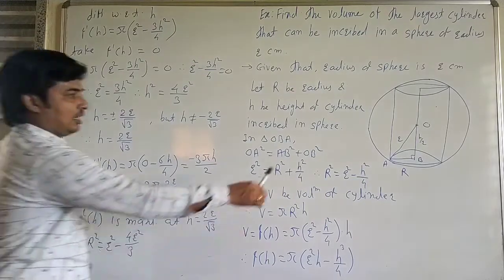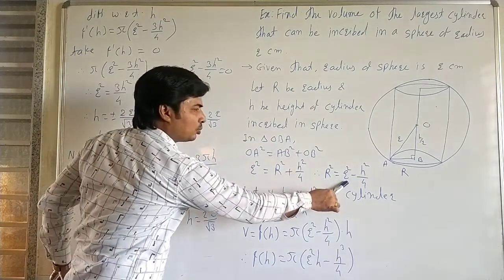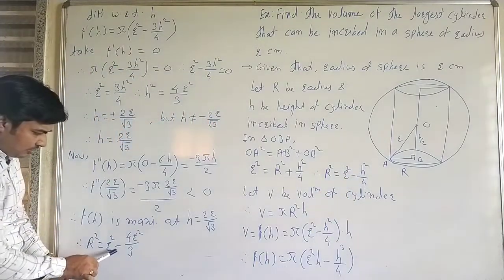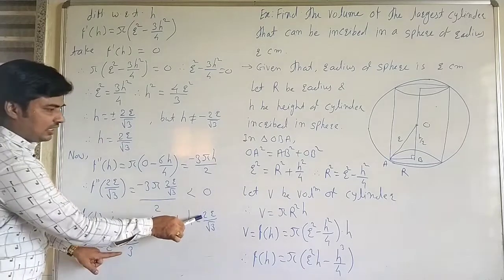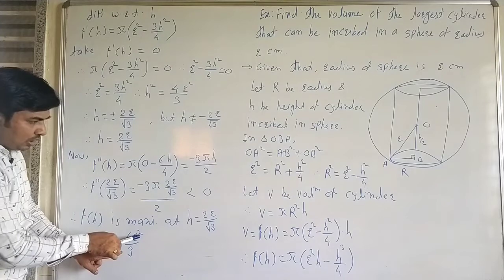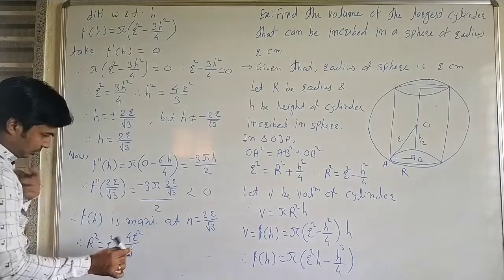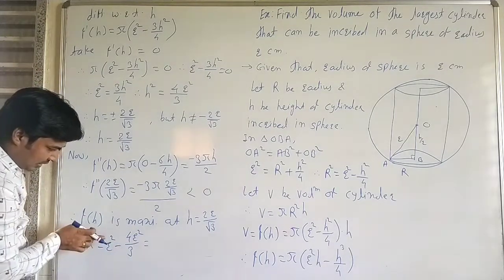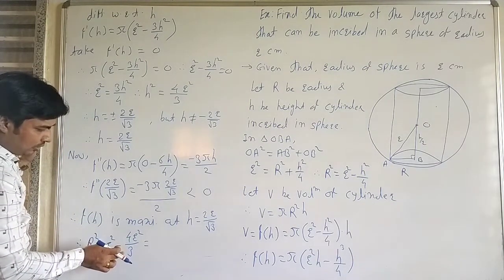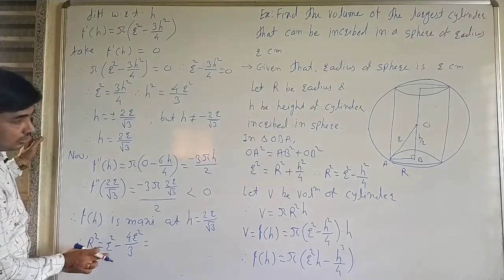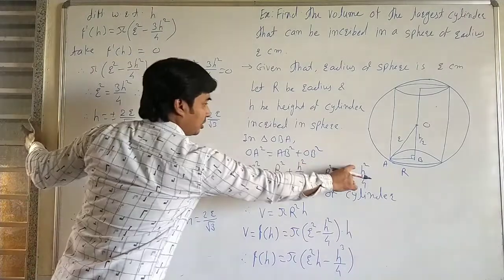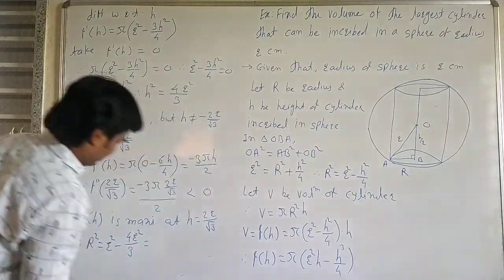Okay, here capital R square is equal to small r square minus h square by 4. R square is equal to r square minus h square, and h is 2r by under root 3. Therefore 2r squared is 4r square, under root 3 squared is 3. Now calculate. Calculation carefully.